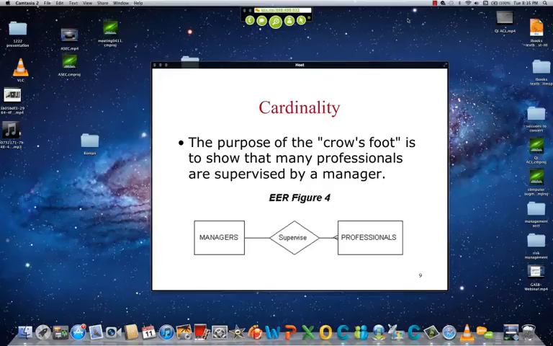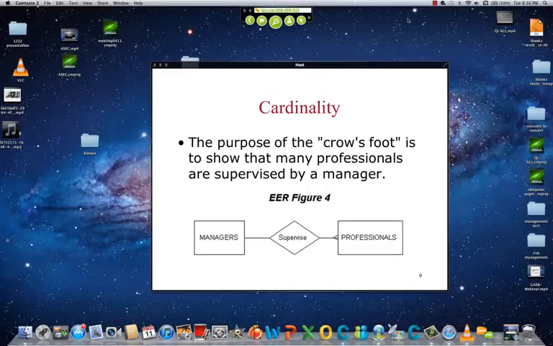So you have two entities, managers and professionals, right? They are in a relationship. So you want to describe what kind of relationship it is. First, let's talk about cardinality. This is one-to-one, one-to-many, many-to-many, okay?